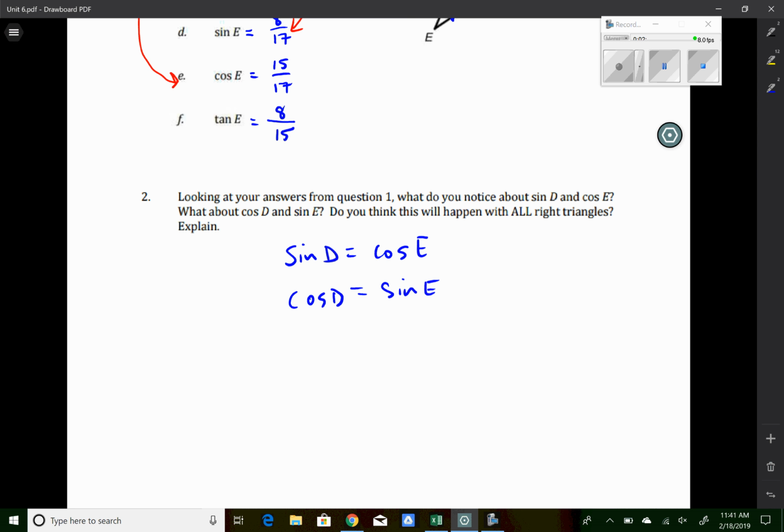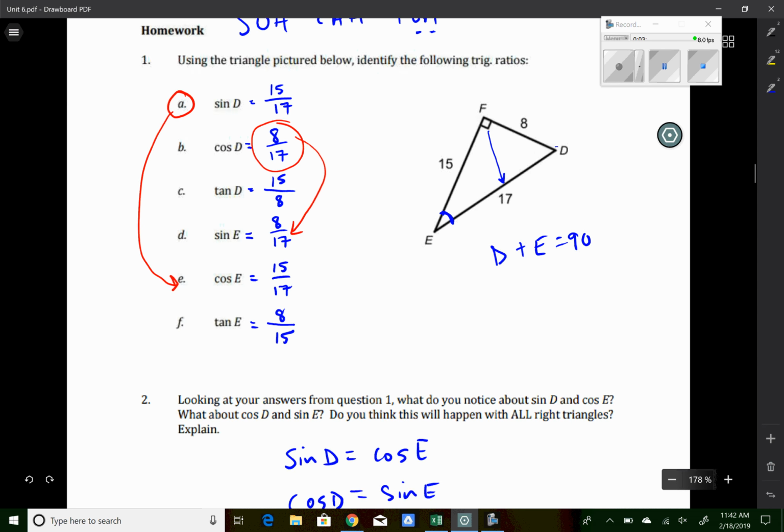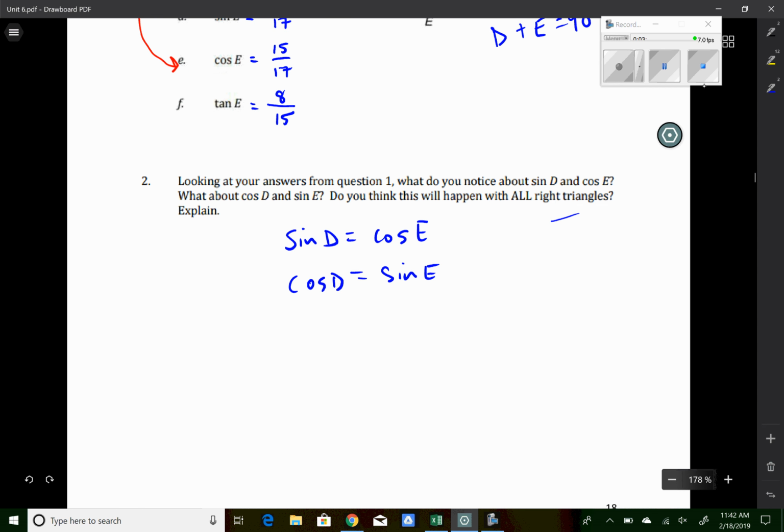So why do you think this happens? Well, since we're changing the angle that we're referencing, all that's going to change is the opposite over the adjacent. The other thing that's interesting is since this is a right triangle, one of the angles is 90, so angle D plus angle E must equal 90 degrees. So these angles are what are called complements to each other. Since this is going to happen in all right triangles where we're going to have this complement with the two remaining angles, I think this is going to happen for all right triangles.